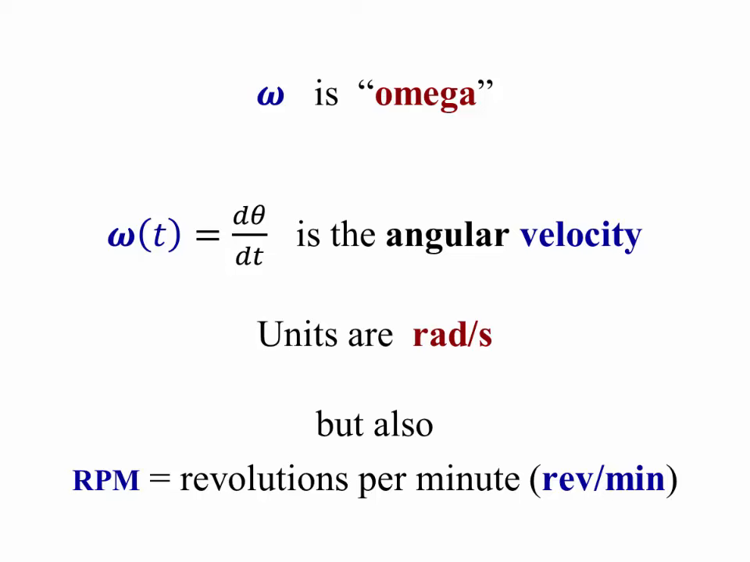So that symbol is omega. It's quite different from capital W or lowercase w, which represents things like work or weight. So omega is the derivative of the position, so it's the angular velocity. Its units are radians per second, but you also will see RPM, revolutions per minute, in a lot of applications.